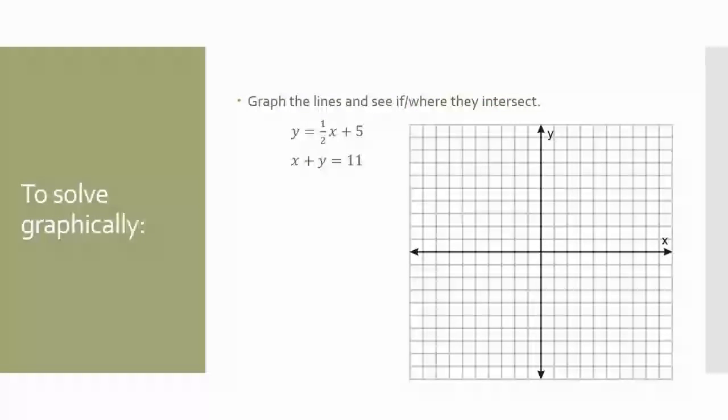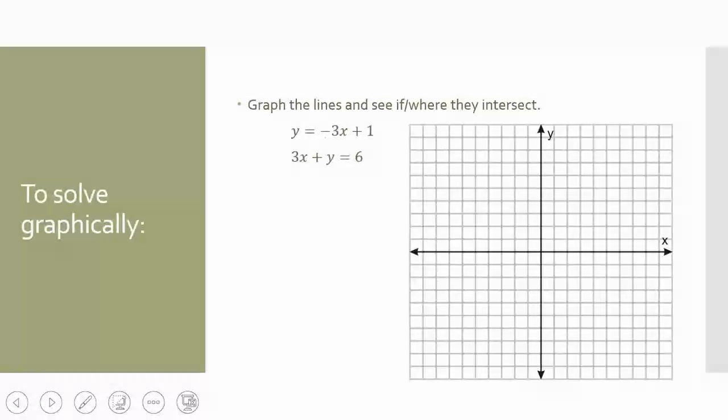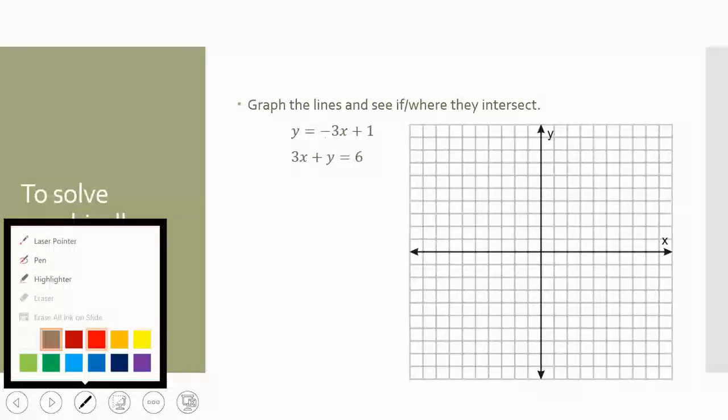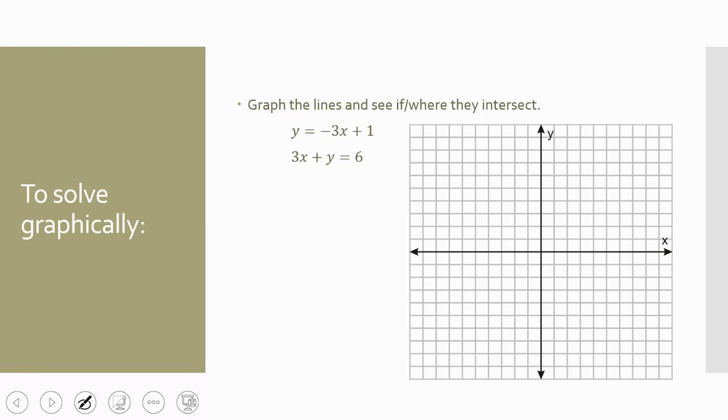Now, to solve graphically, you simply graph the lines and see if or where they intersect. So I'm going to graph this first line, and I'm going to graph it at positive 1. And then I'm going to go down 3 and over 1. Now, when I'm graphing, I want to keep doing this for several points. I'm also going to go up 3 and to the left 1, just to continue my line so that I can see a point of intersection, okay?